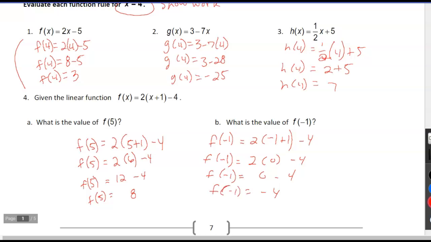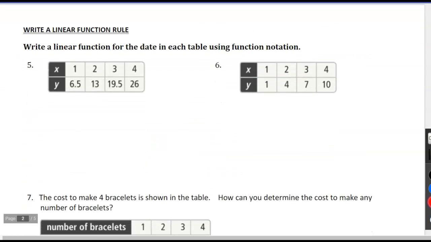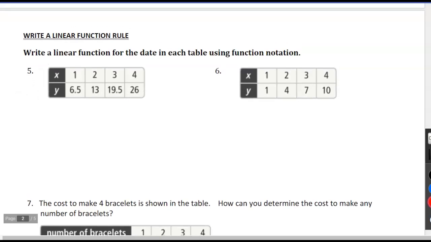So we evaluated these using function notation for f of 5 and f of negative 1. All right, now we're going to move on to getting closer to some story problems. Right now we're just going to focus on using a table, and we're going to write a linear function for it. The easiest way to solve these when there is not a 0 is to use point-slope form. If there's a 0, then you could use slope-intercept form because that would give you the y-intercept.